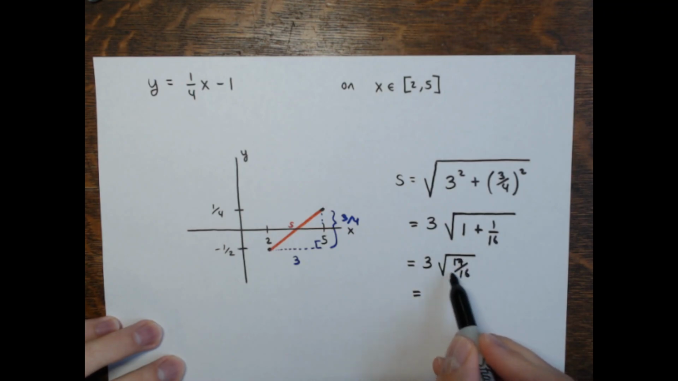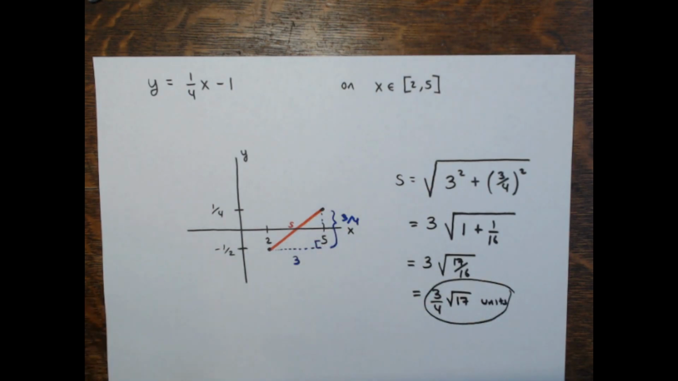But the square root of 16 is 4, so you can write this as 3/4 times the square root of 17. So there's the length of that piece of the line that we're drawing: 3 square root of 17 divided by 4.